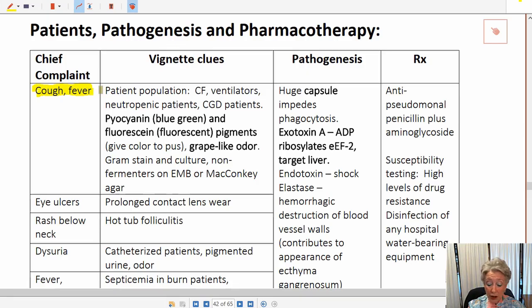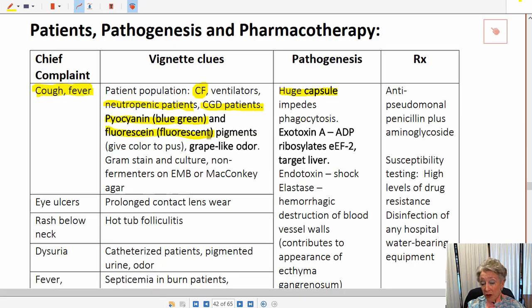Okay, the patient population would be persons with cystic fibrosis, the problem being that their neutrophils are already overwhelmed dealing with the amount of abnormal secretions that they make. And remember, the most important pathogenic feature of this is the huge capsule, which impedes phagocytosis. Neutropenic patients would be at risk, and CGD patients because it's catalase positive. It produces blue, green, and fluorescent pigments.